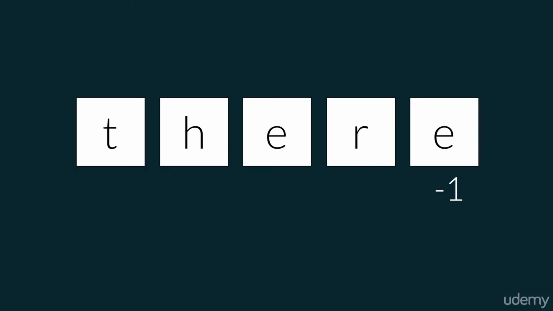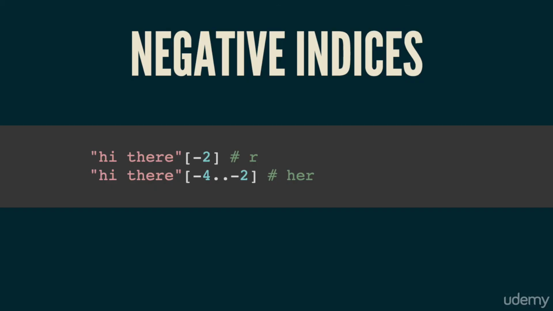So there is no such thing as -0. So 0 is our 0th character, the very first character that we see in the string. And -1 is the very last character in the string. So -2 would be the second to last character in the string. And of course we can also do this with a range. We can do a range of say -4 to -2.